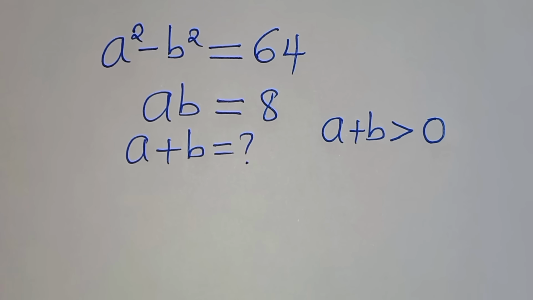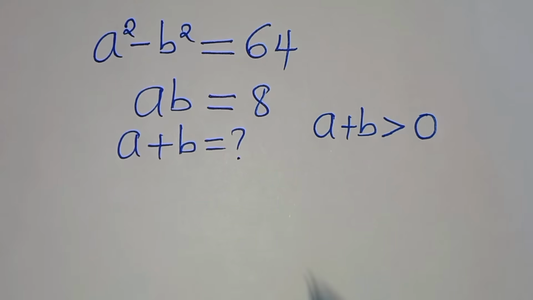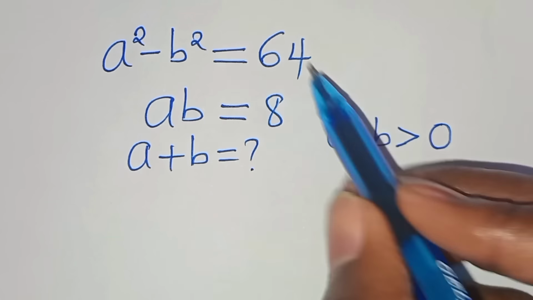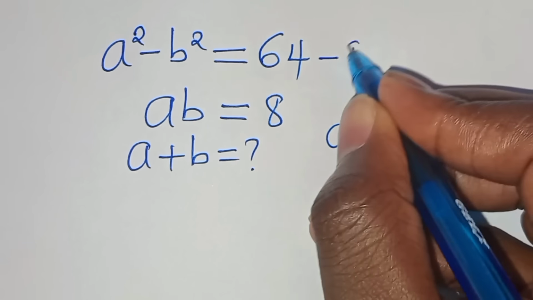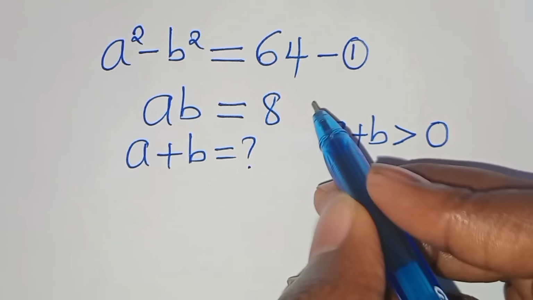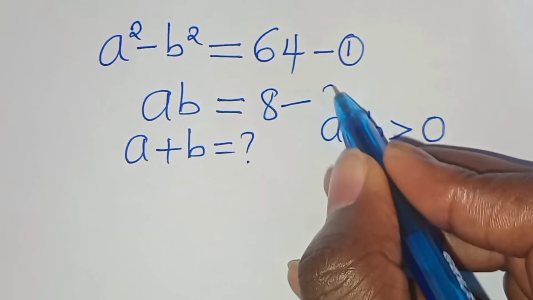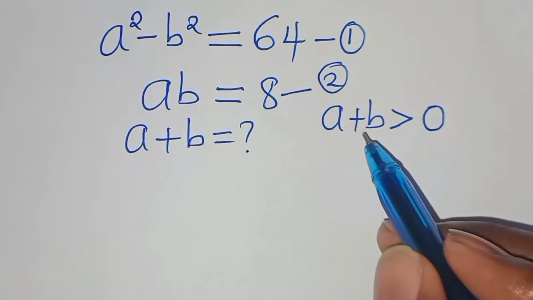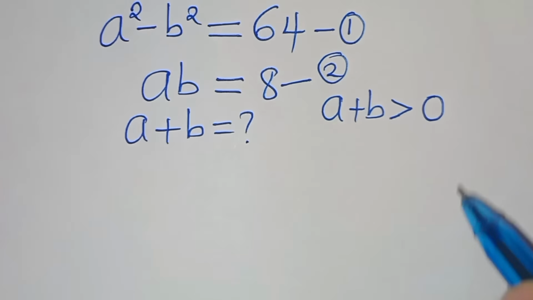Hello everyone, you're welcome to solve this nice algebra problem, which is a squared minus b squared. This is equal to 64. Let's call this equation 1. And a times b is equal to 8. Let's call this equation 2. So what is the value of a plus b, given that a plus b is greater than 0?